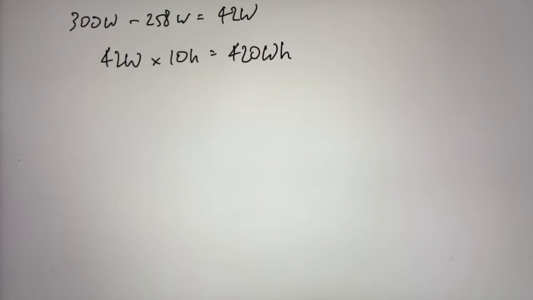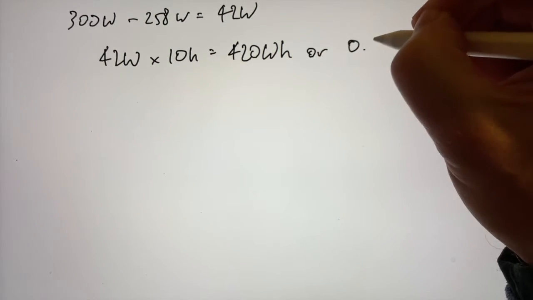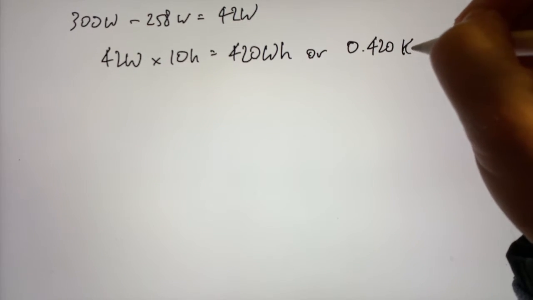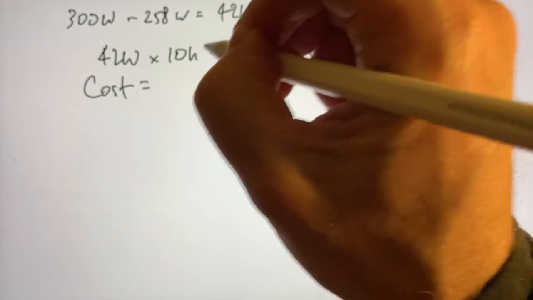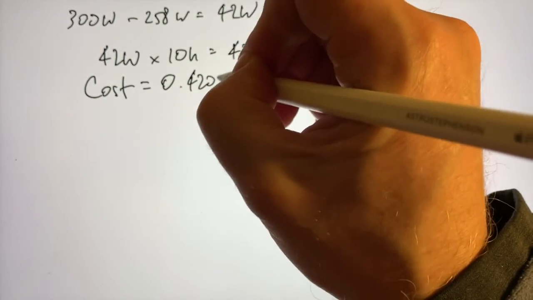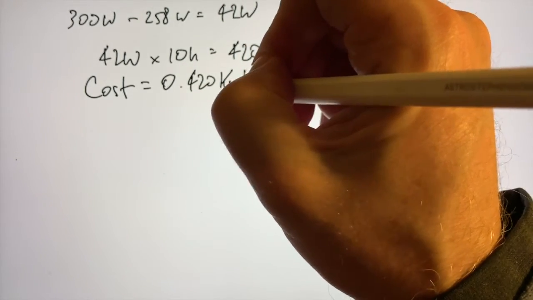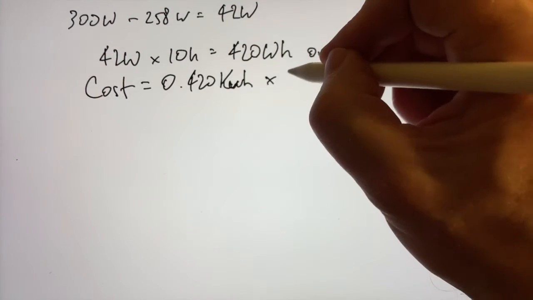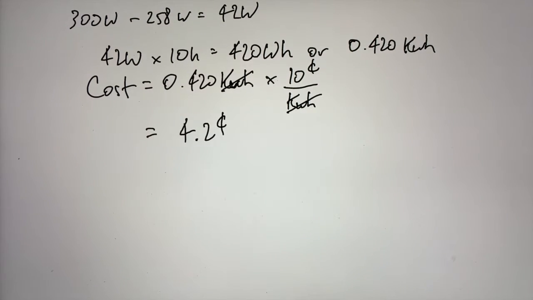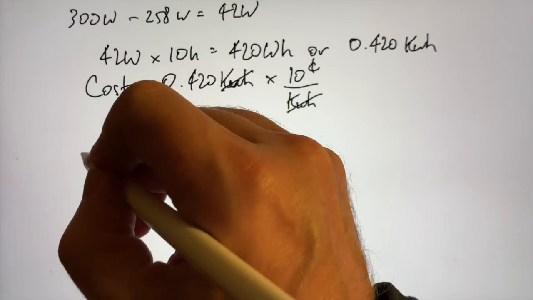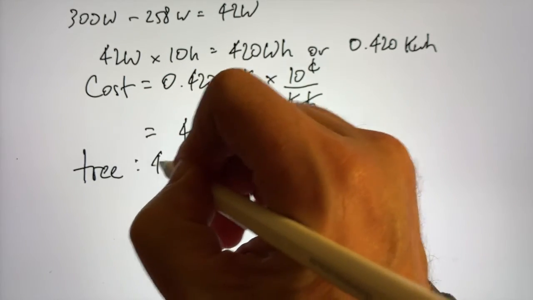We're charged by the kilowatt hour. So I need 1,000 watt hours to make 1 kilowatt hour. So I simply divide by 1,000. So in other words, this is 0.420 kilowatt hours. Now, if I want to work out the cost, I simply take the number of kilowatt hours, which is 0.420, and I multiply that by the rate, which in British Columbia, as I said, is about 10 cents per kilowatt hour.